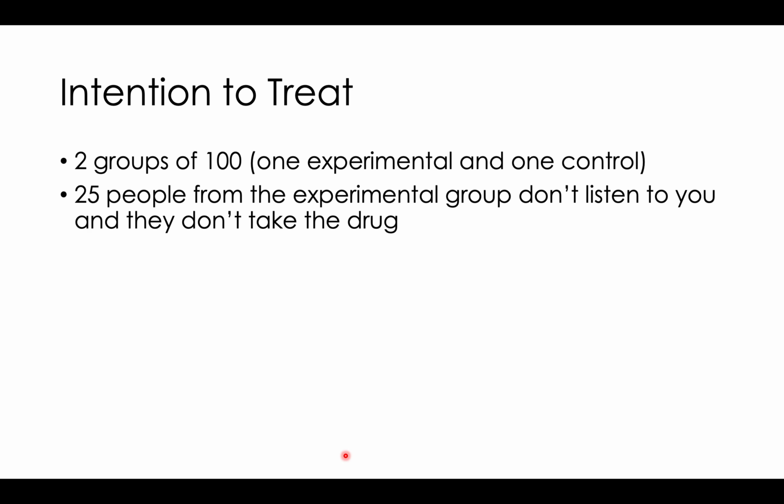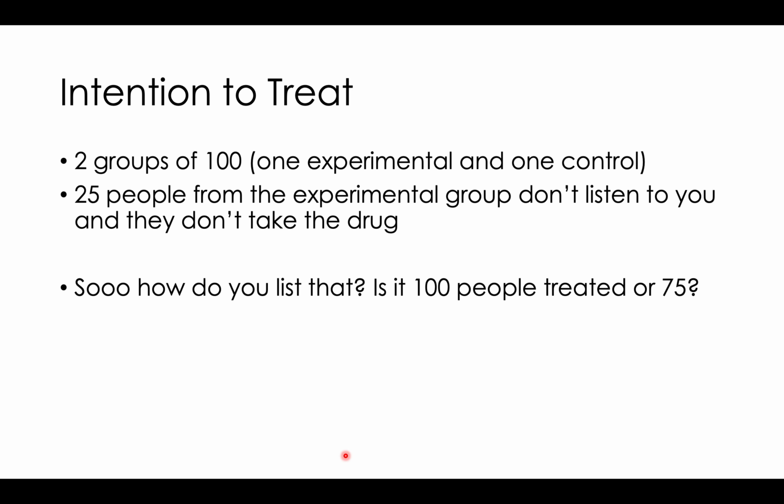Okay? So what do you do? I mean, how do you list that? Is that 100 people that you treated or 75 people that you treated? Because 25 people literally didn't listen to you, right? And they said, forget you, doctor, I'm not taking this drug. Well, with intention to treat, you had the intention to treat 100 people, right? So even though 25 people said, I'm not taking it, you still include those 100 people as your experimental group.